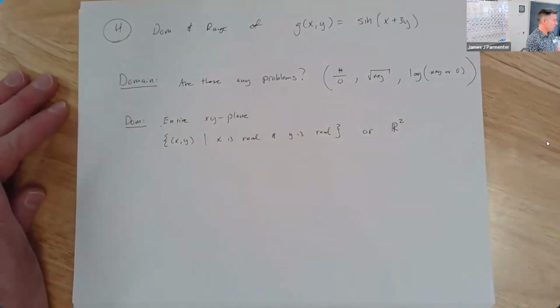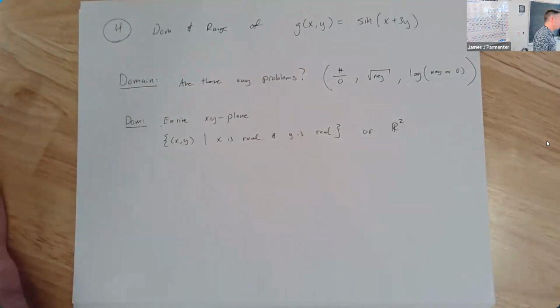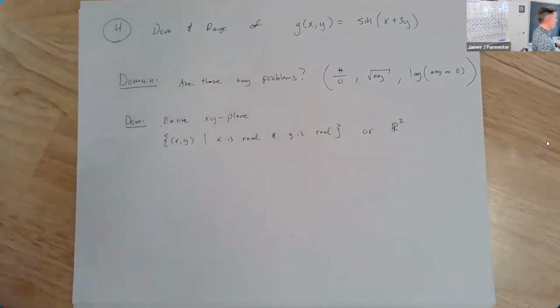It's like the real number line squared. Usually people say R2, which is the correct way of saying it. So that's the domain here, our entire real plane. Not all real numbers, but all coordinate pairs of real numbers.